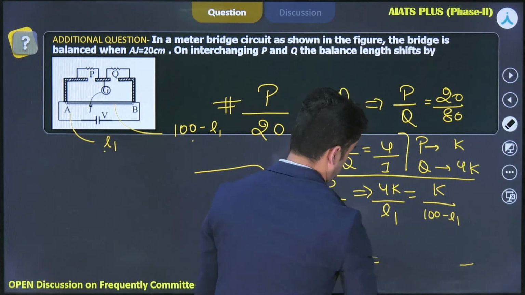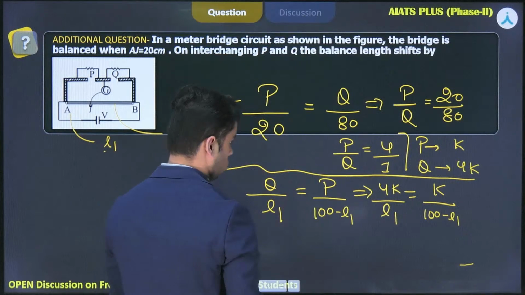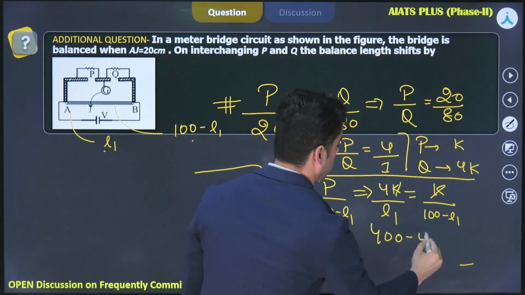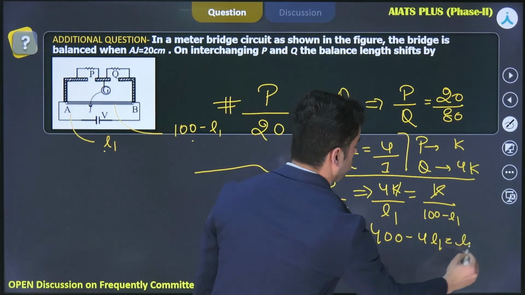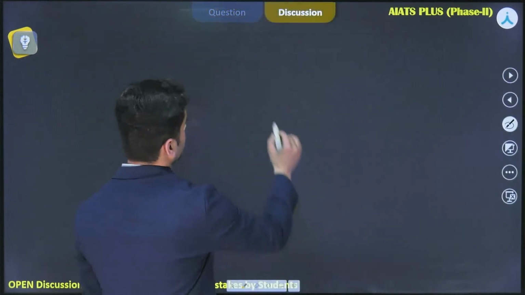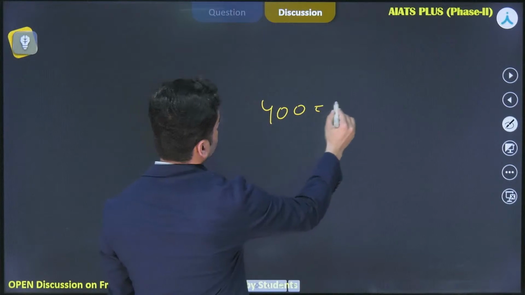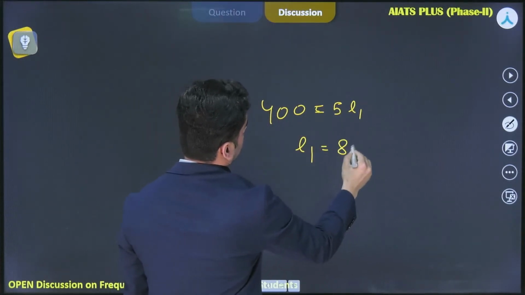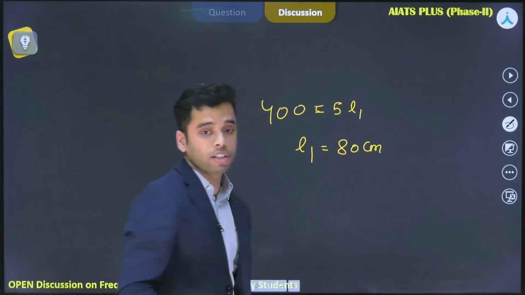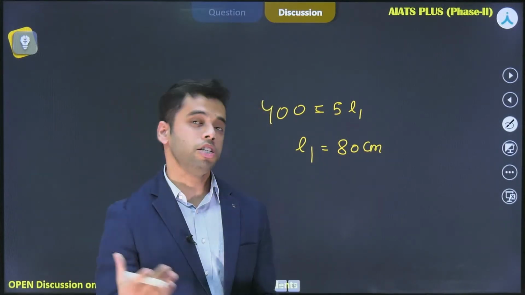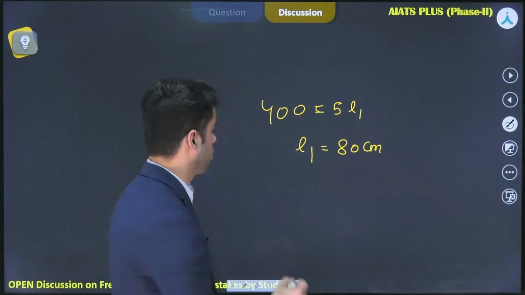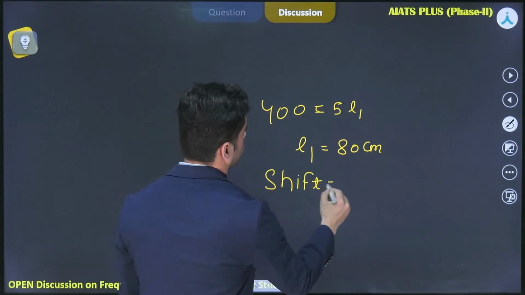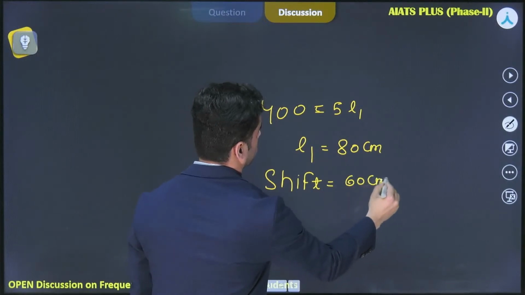So K and K cancel. So 400 minus 4L1 is equal to L1. So 400 is equal to 5L1, or L1 is equal to 80 centimeter. So from the left end, L1 is equal to 80 centimeter. Initially it was 20 centimeter. So the shift is equal to 80 minus 20, that is 60 centimeter.